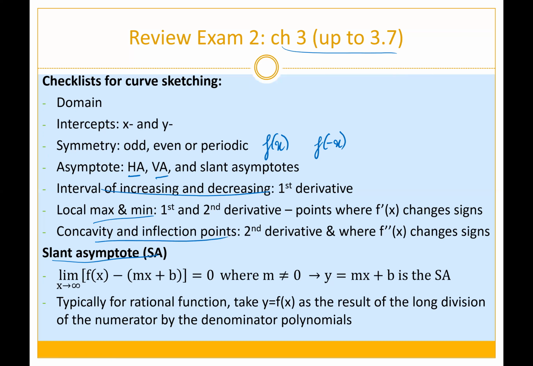When you have the limit as x approaches infinity of f(x) minus a line with the equation mx plus b, and that limit is approaching 0, where m is not equal to 0, so it's a line with a slope and not a horizontal line, then y equals mx plus b is the equation of the slant asymptote. And as I say, it's typical for a rational function.